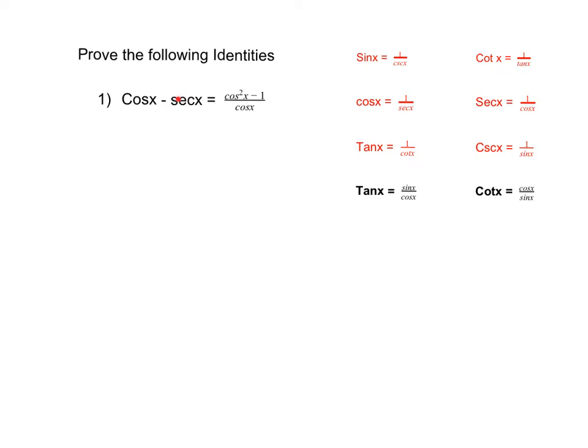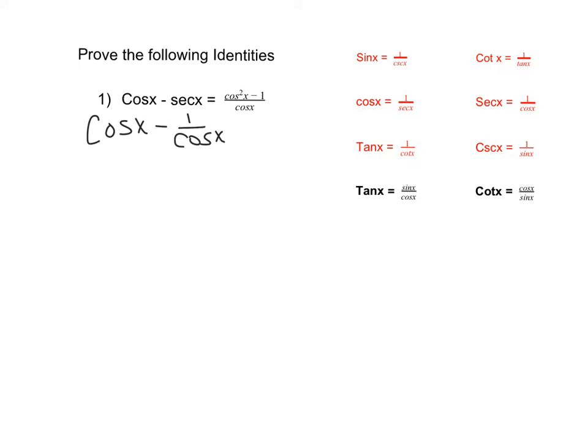But what I can change is this secant x. And I look over here and secant x is 1 over cosine. So I'm going to change that to 1 over cosine. So I'm not going to change the cosine x, and then I'm going to say minus 1 over cosine x. All right, I'm not going to touch the right side.